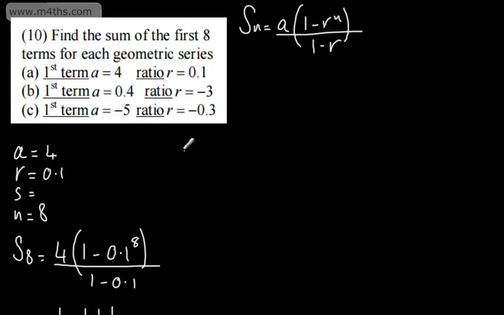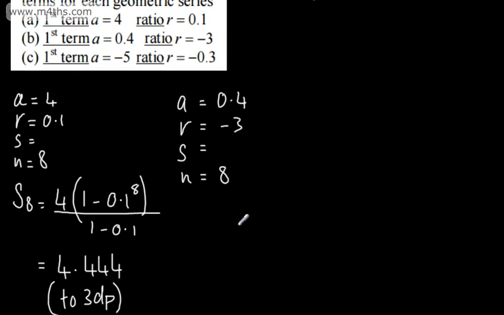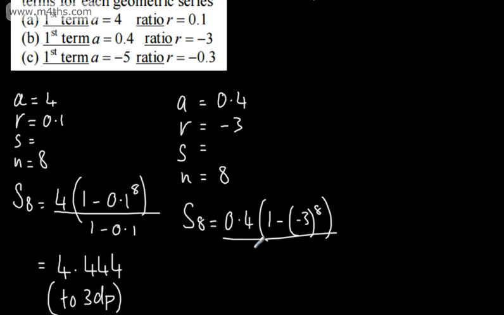On the next one, A, R, S and N. Again, really quite clear from the question, but a good habit to get into. So this time, A, the first term is 0.4, the ratio is -3, and we're looking for the sum given N is 8. So we say the sum of the first 8 terms is going to be the first term, which is 0.4. Then we'll have 1 minus -3 raised to the power of 8, and divide this by 1 minus now the -3.